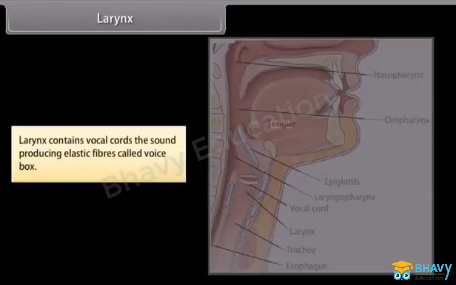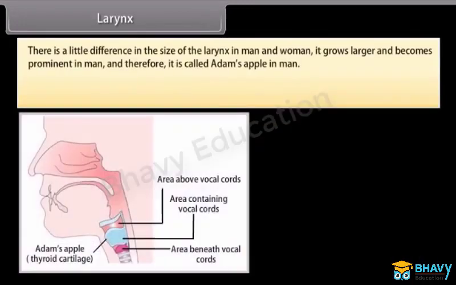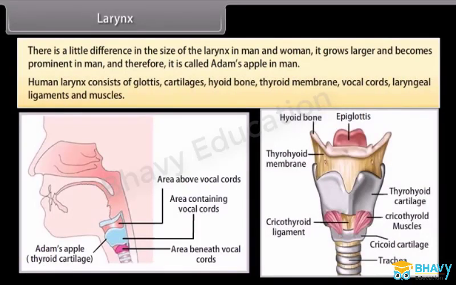Larynx. Larynx contains vocal cords, the sound-producing elastic fibers, called voice box. There is a little difference in the size of the larynx in man and woman. It grows larger and becomes prominent in man, and therefore it is called Adam's apple in man. Human larynx consists of glottis, cartilages, hyoid bone, thyroid membrane, vocal cords, laryngeal ligaments and muscles.